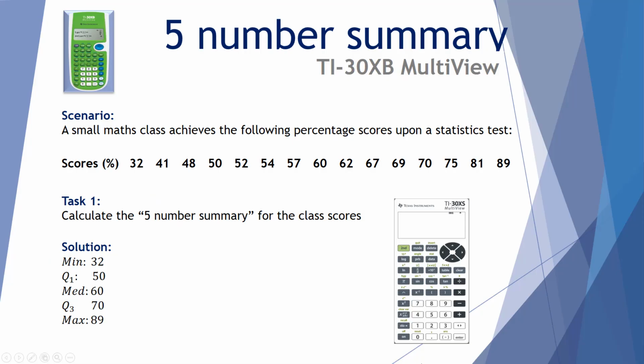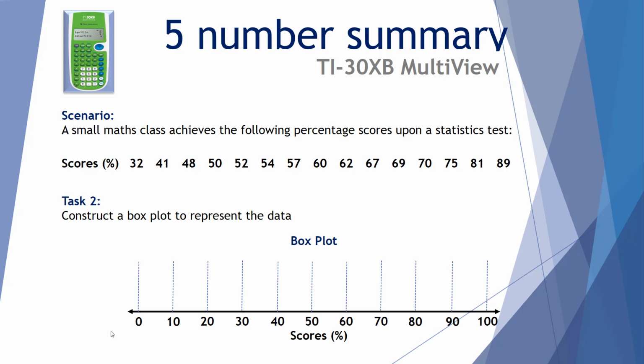So the 5-number summary we found from our data was a minimum value of 32. First quartile was a score of 50%. The median score was 60. The third quartile was 70%, and the maximum score was 89. Task number 2 was to construct this data using a box plot.